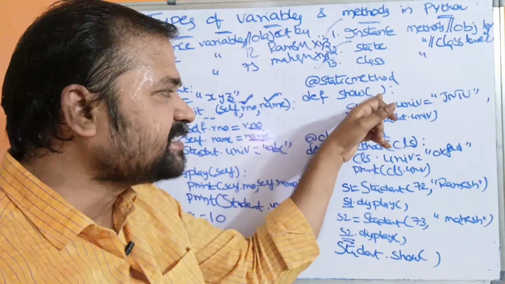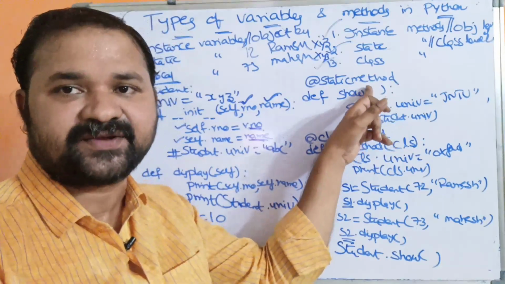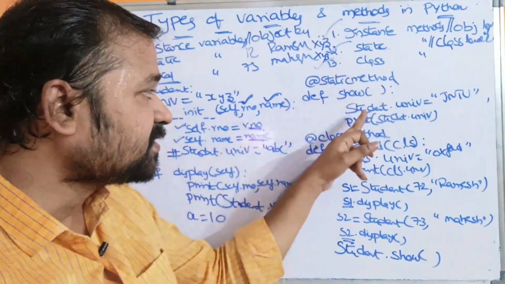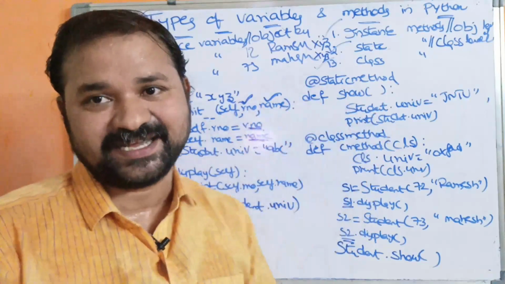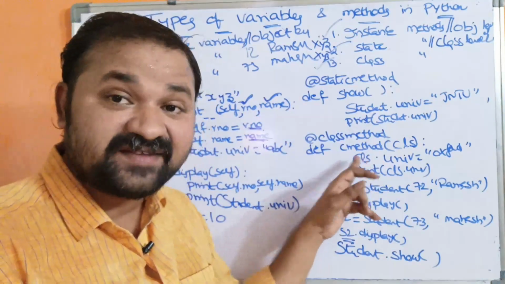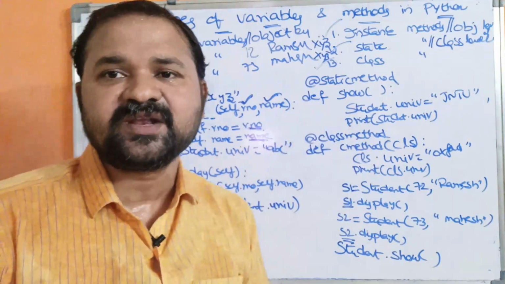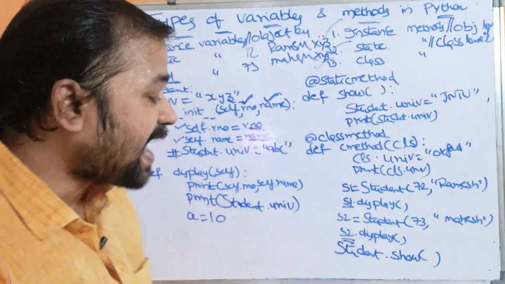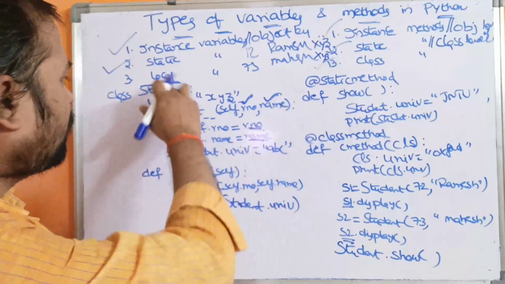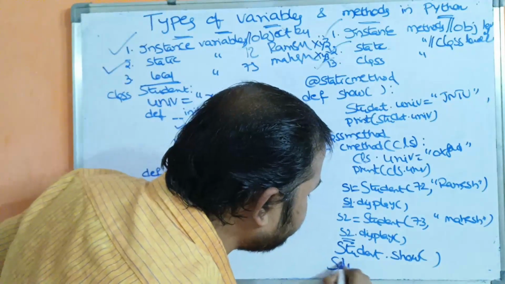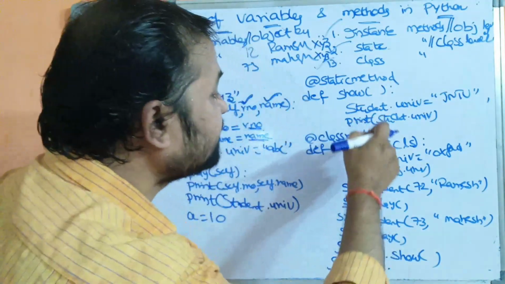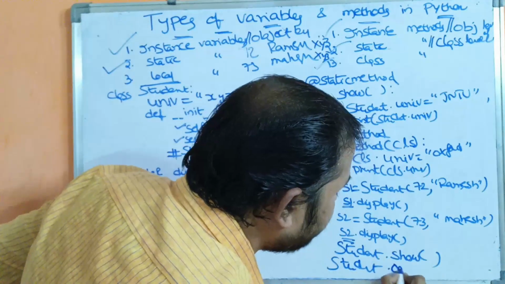Whereas a static method doesn't contain any argument here. In order to access, we use the class name. But here we have to use the class level object. And the way of calling the class method is similar to the static method only: class name dot method name. What is the name of the class? Student. What is the name of the method here? cmethod. Student.cmethod.